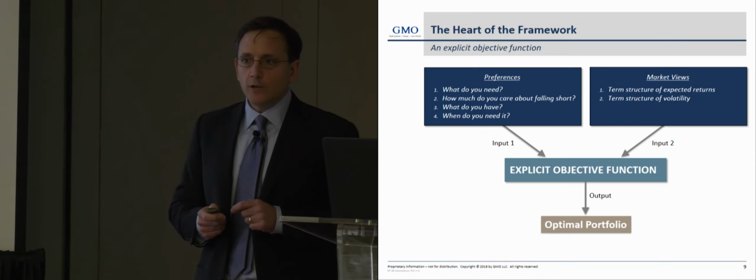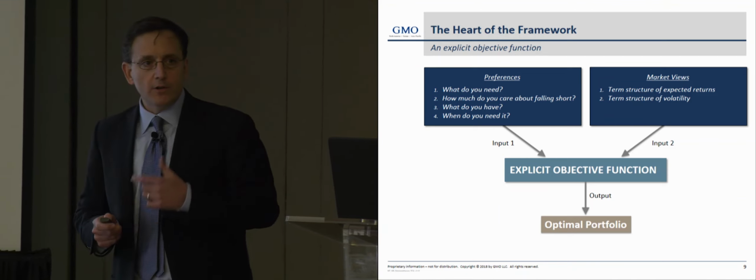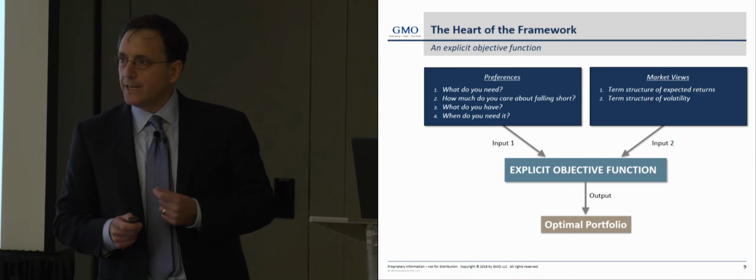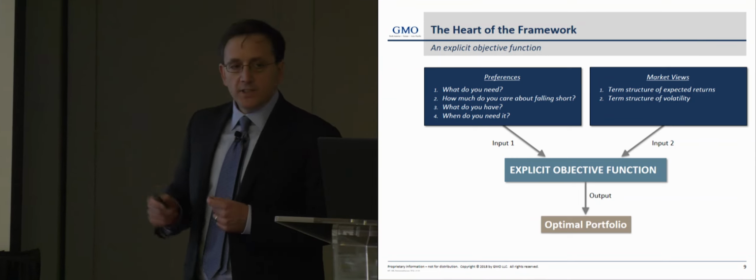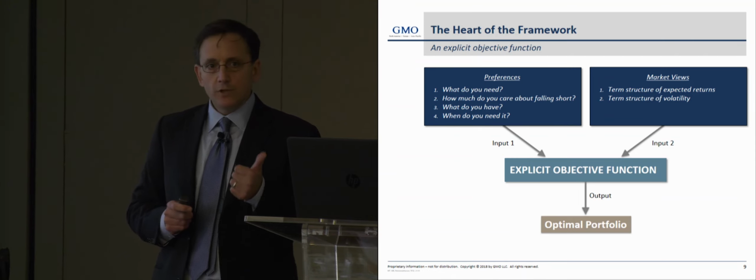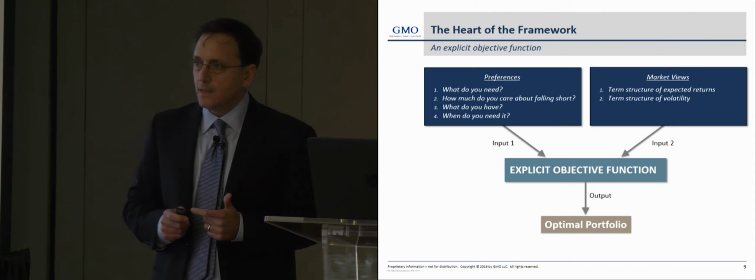But there are two categories of inputs into this objective function. The first category are the investor preferences. These are the things that we've already discussed. But the second category are your market views. You need views on expected returns, and you need views on volatility.